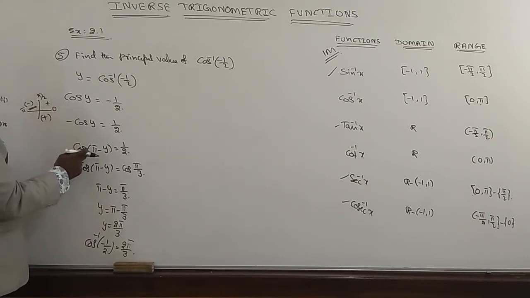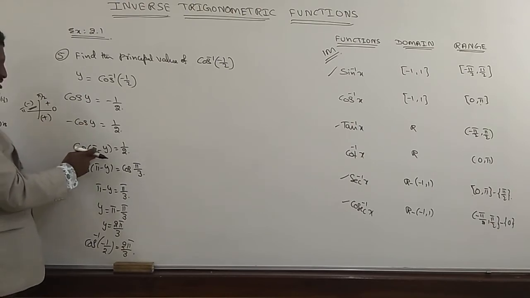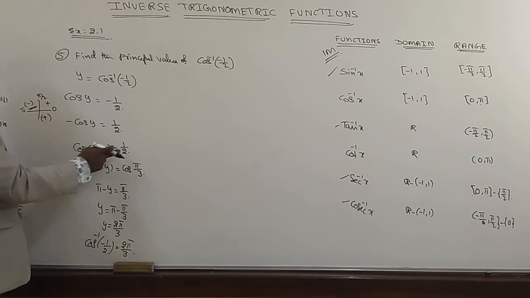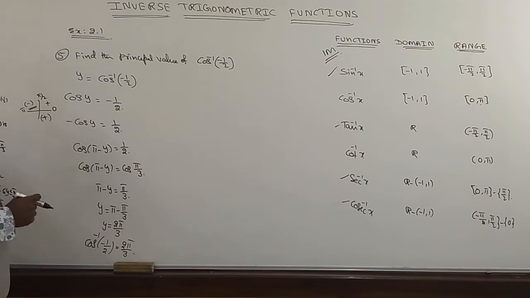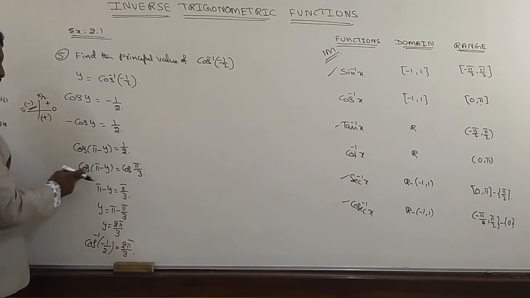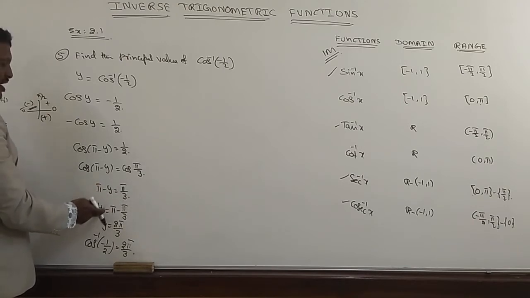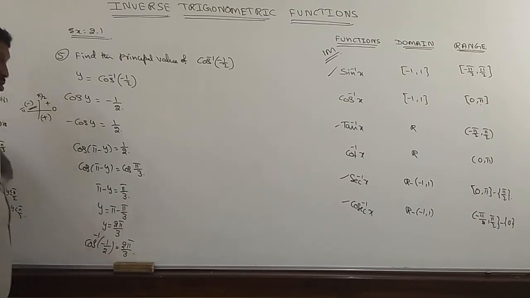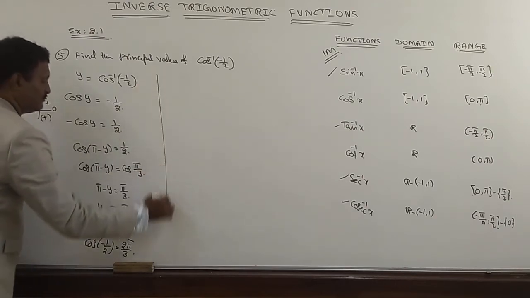So what can we write? Pi minus y. Minus cos y we can write as cos of pi minus y, and 1 by 2, using the trigonometric table, we can write cos pi by 3. Remove the cos on both sides. Pi minus y is equal to pi by 3. So y is equal to pi minus pi by 3. You will get 2 pi by 3. So cos inverse of minus half is 2 pi by 3. So take down the answer.